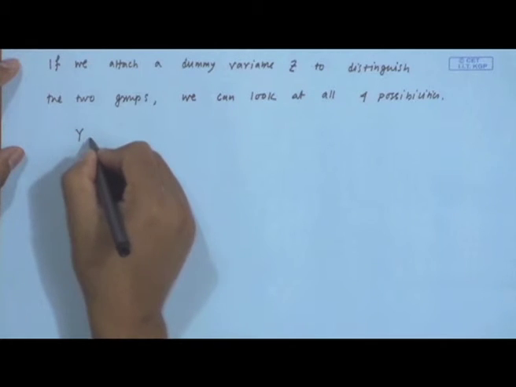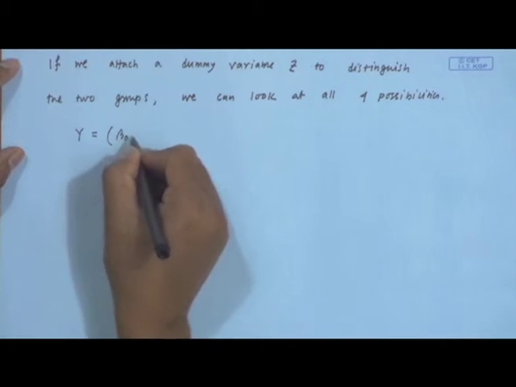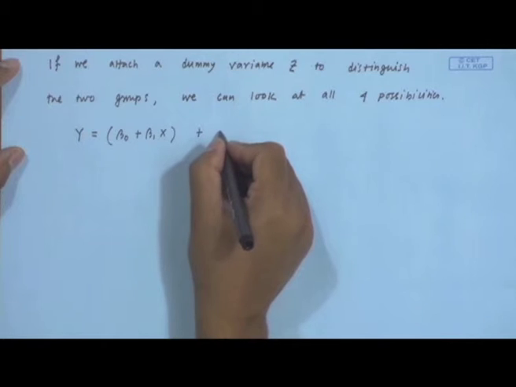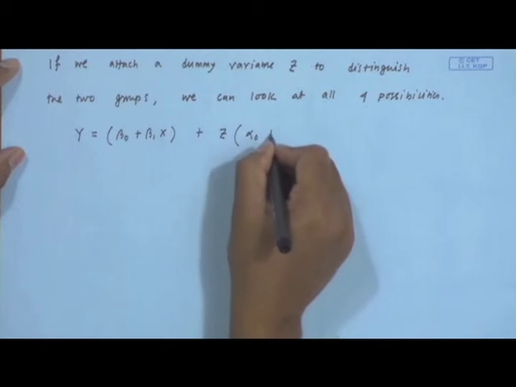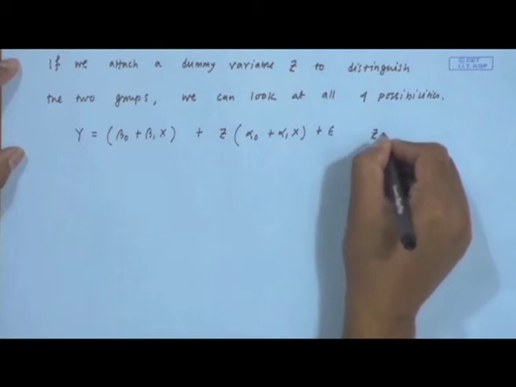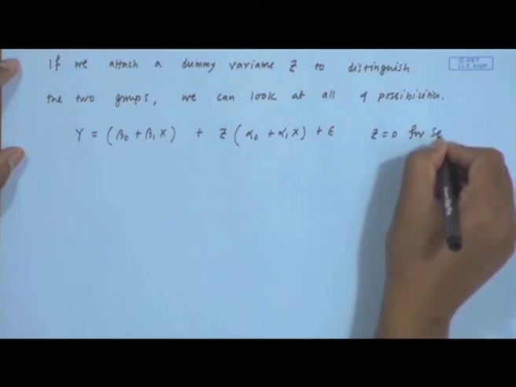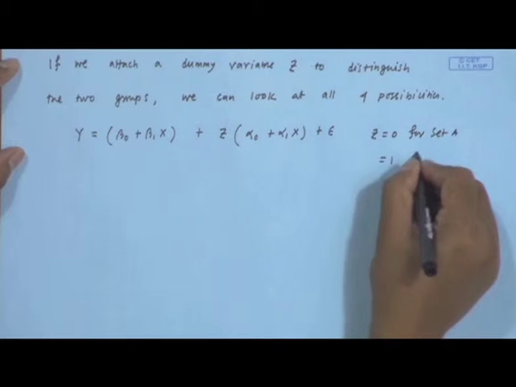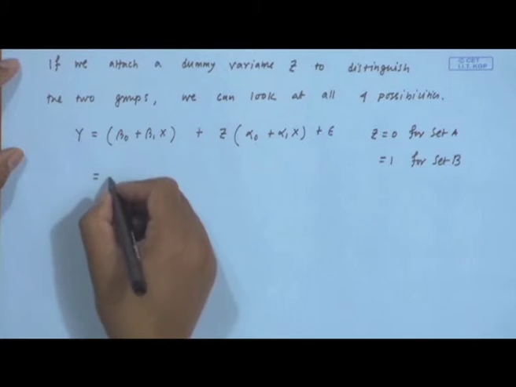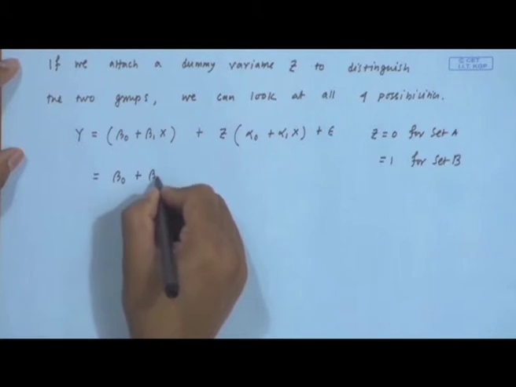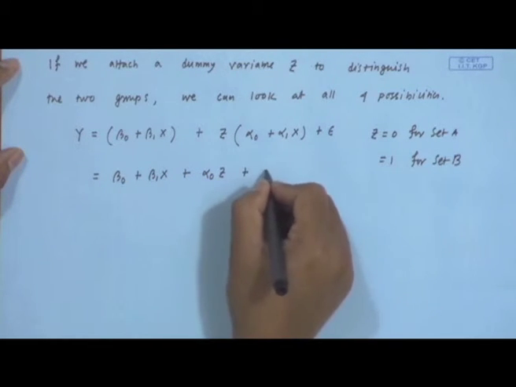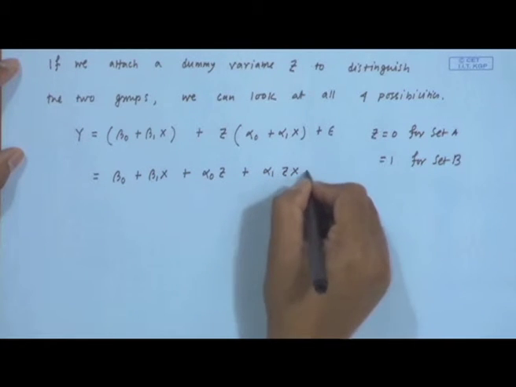Well, so the general model is y equal to beta naught plus beta 1 x plus z into alpha naught plus alpha 1 x, plus epsilon. So, z is equal to 0 for set A and it is 1 for set B. Okay, and this can be written of course as beta naught plus beta 1 x plus alpha naught z plus alpha 1 z x plus epsilon.